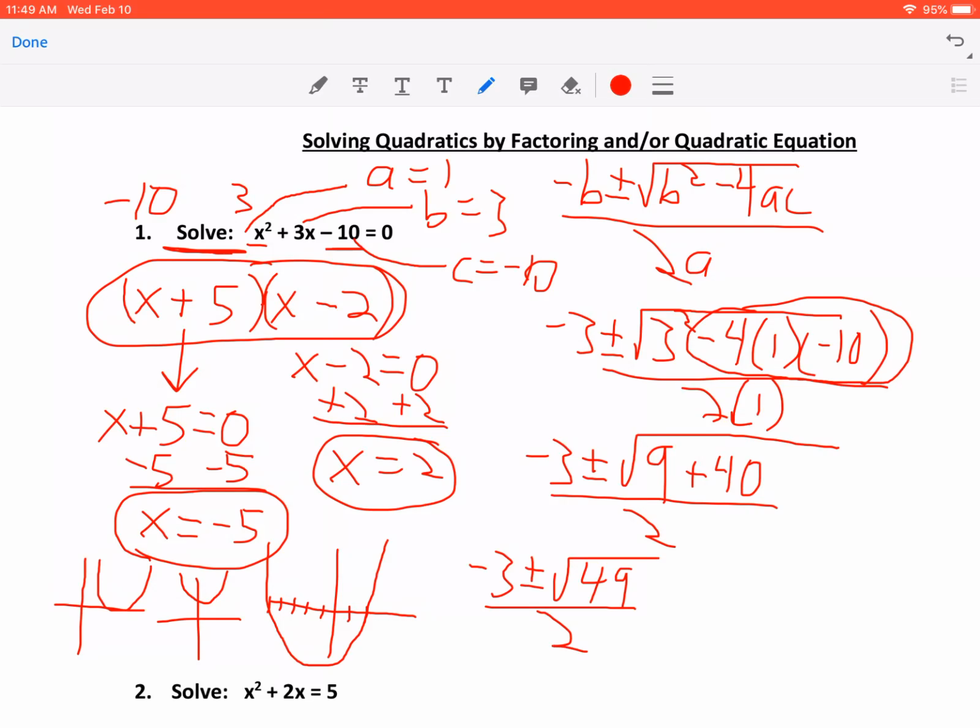It is 7. So one answer is negative 3 plus 7 divided by 2. What's negative 3 plus 7? That's 4. What's 4 divided by 2? That's 2. That's the same answer we just had a minute ago right there.